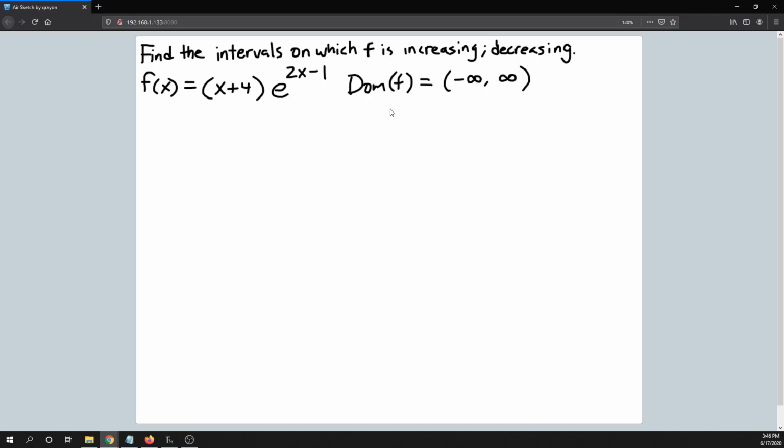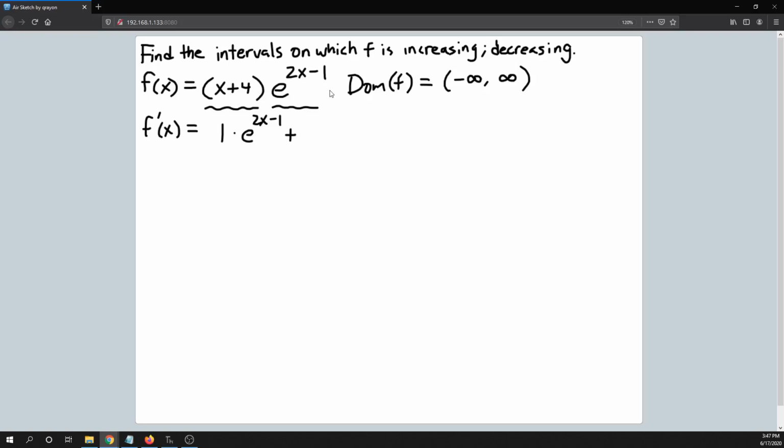All right, next up, we need to take the derivative. To take the derivative of this function, we are going to use the product rule. We have this function x + 4, and it is being multiplied times e to the 2x - 1. Okay, so taking the derivative of this, the derivative of x + 4 is just 1, and then the product rule says just rewrite the other function. Then the product rule says put a plus.